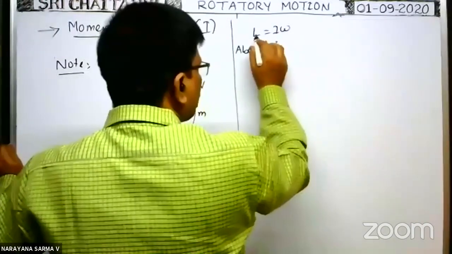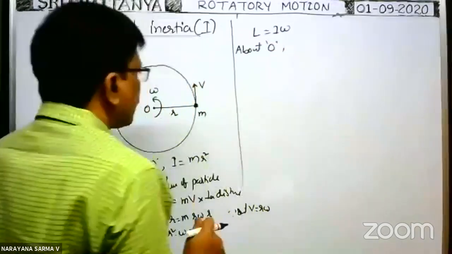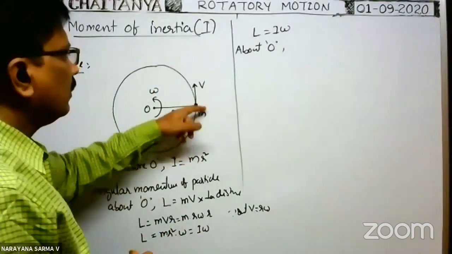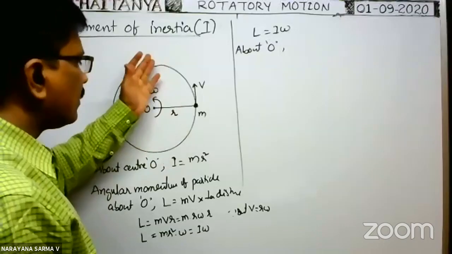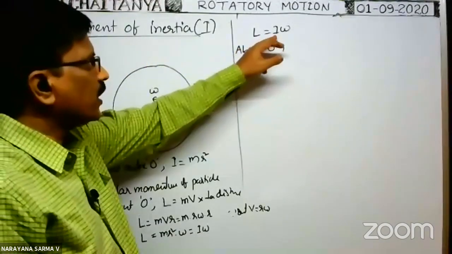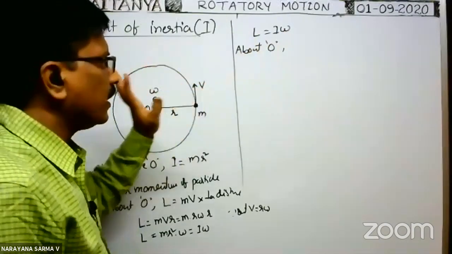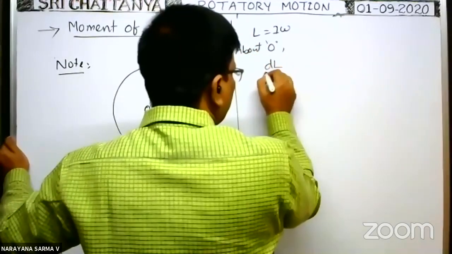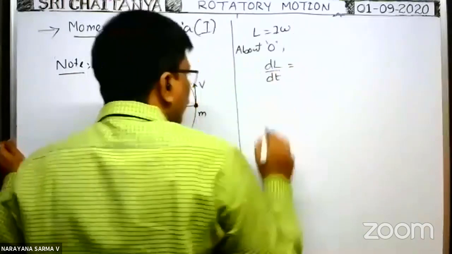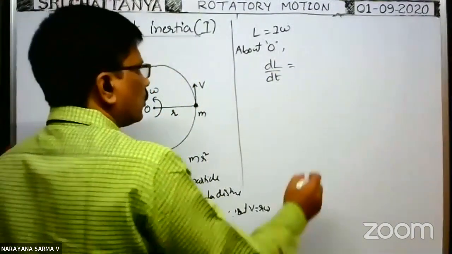What is the rate of change in the angular momentum of a particle? Suppose the particle travels with an increase in angular velocity with time. Whenever angular velocity changes, definitely I does not change. When omega changes, then L also changes. So what is the rate of change in the angular momentum? That means dL by dt. dL by dt is equal to how much?